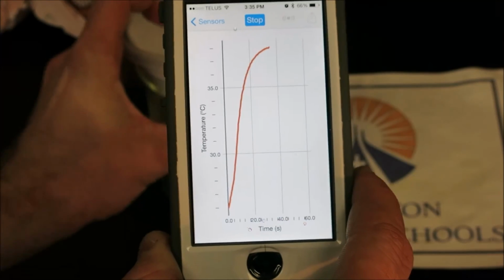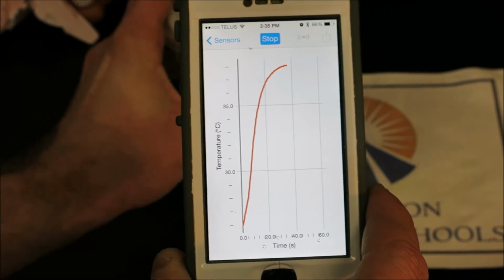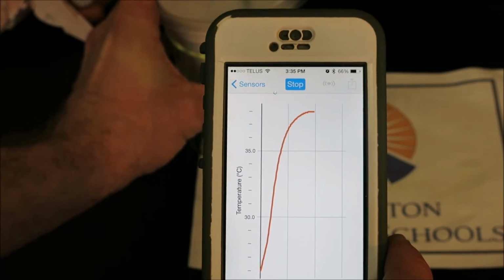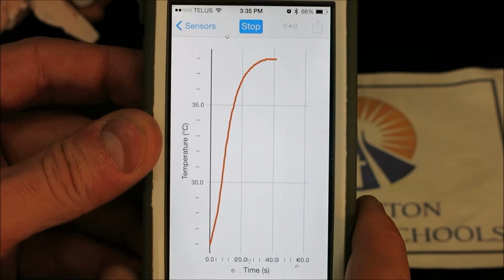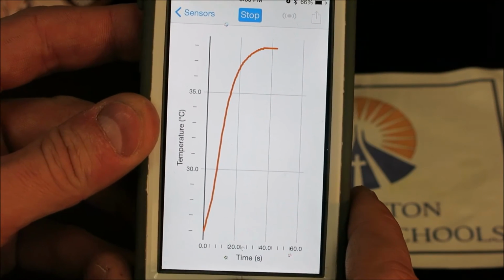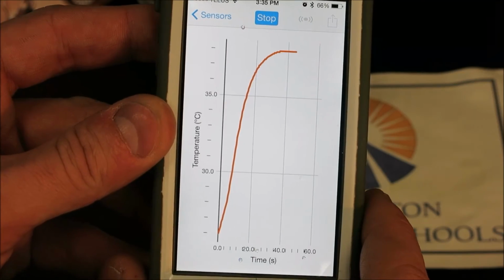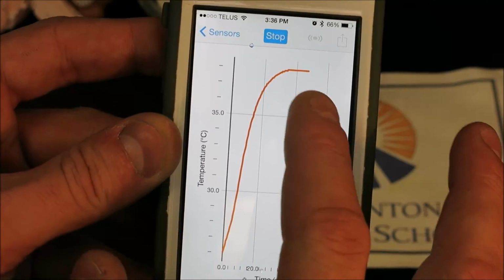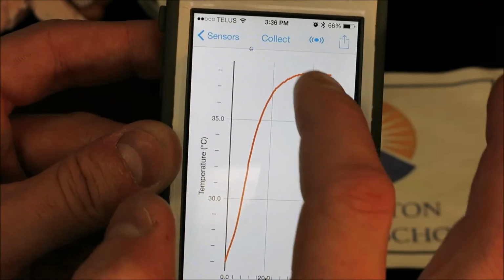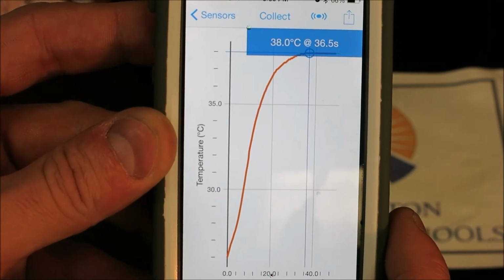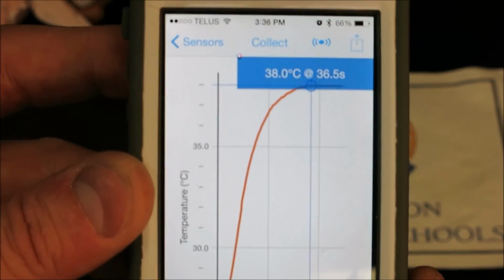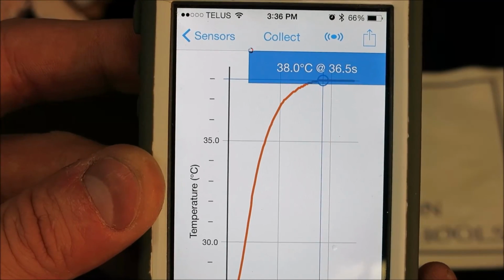Already we can see a little plateau. We'll make sure that the reaction is fully complete, swirling one more time. But we do seem to be decreasing, and so we'll stop and we'll collect the highest temperature, which is 38.0 degrees Celsius.